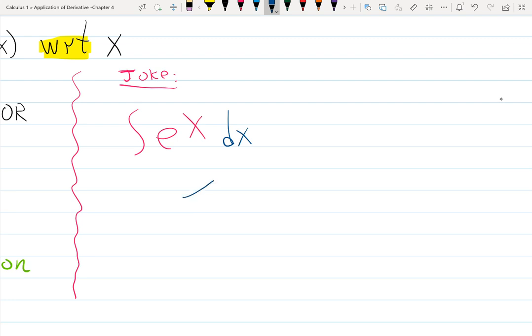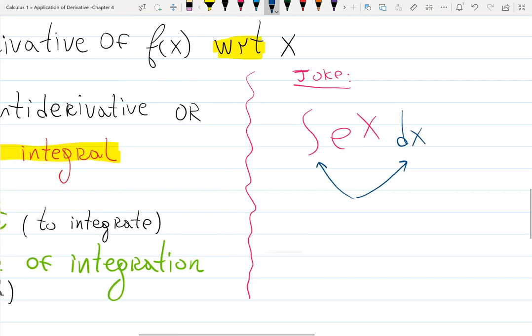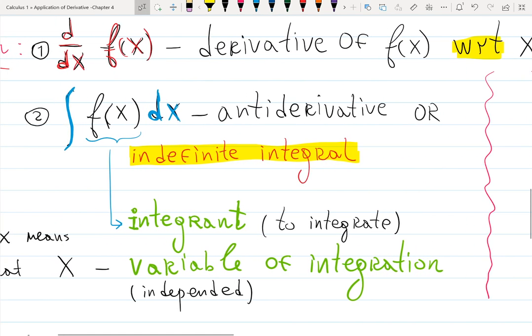That's a good joke, which reminds you never to forget to put dx at the end to show which variable you're integrating with respect to. And that's the idea. Okay, hope you like the joke. Let's move on.